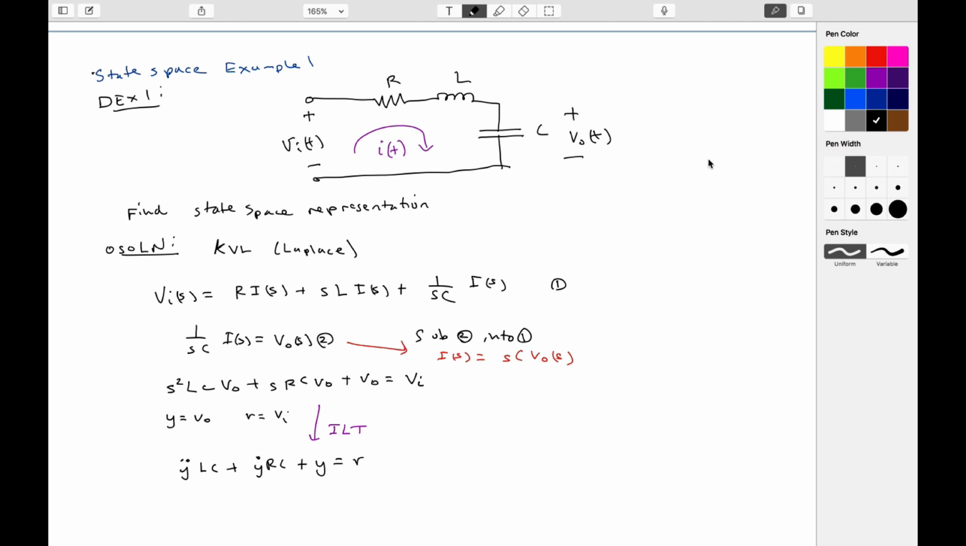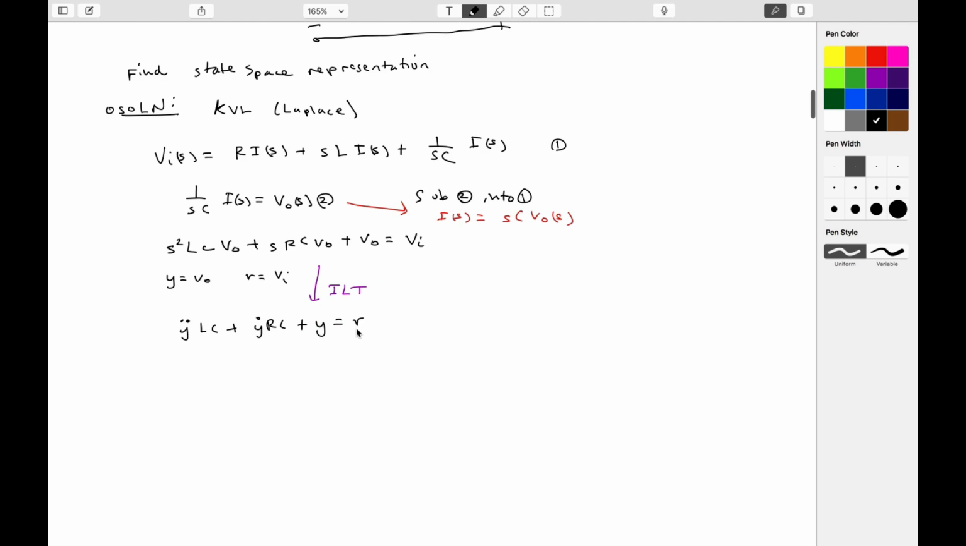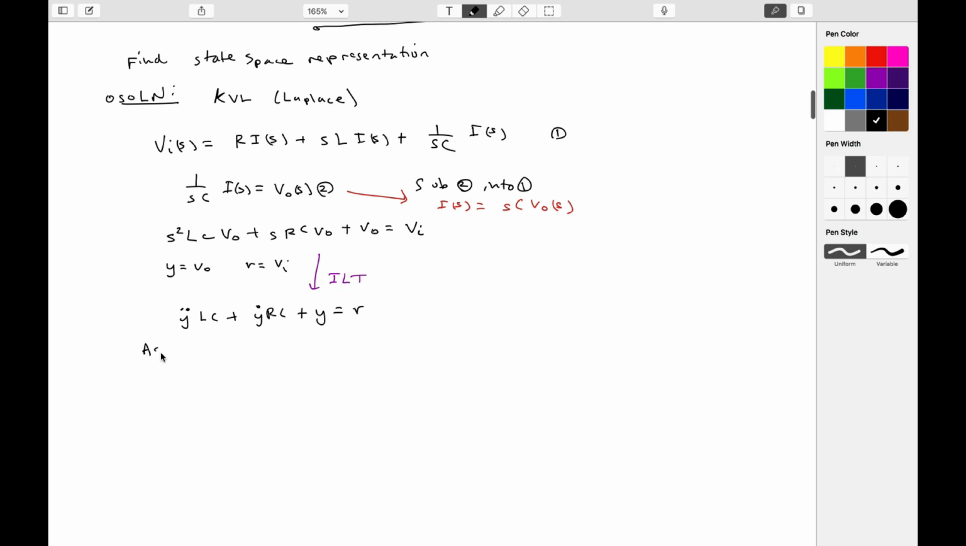And then what we want to do is the really key step, and that's to assign states. So assign states in the following way. X1 is equal to y, x2 is equal to y dot, which means that x1 dot is equal to x2. All right, and of course that also means that x2 dot is equal to y double dot.